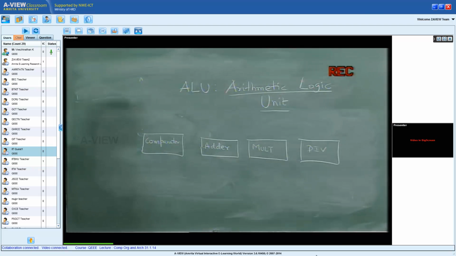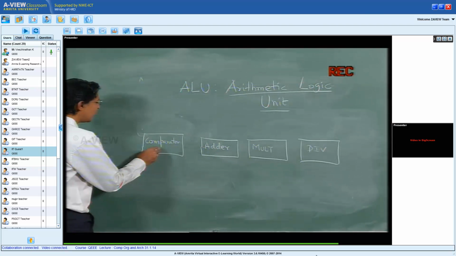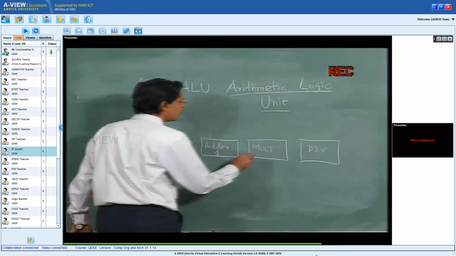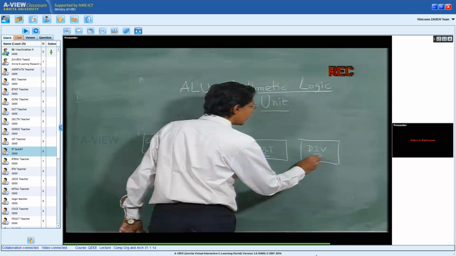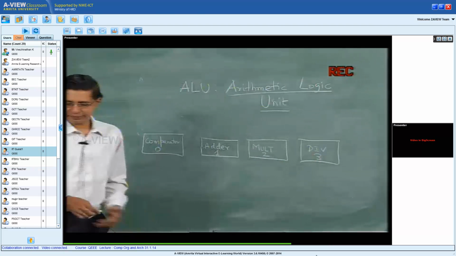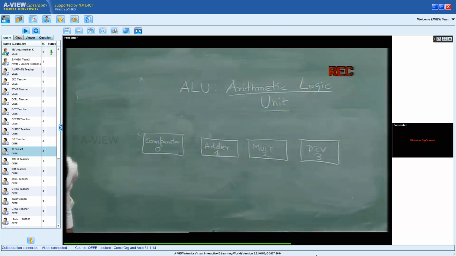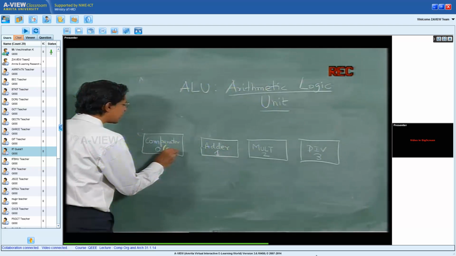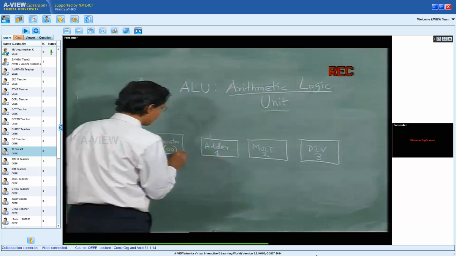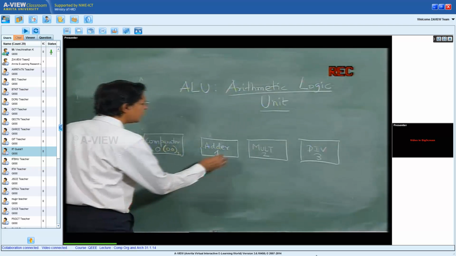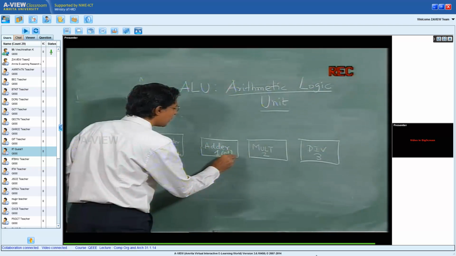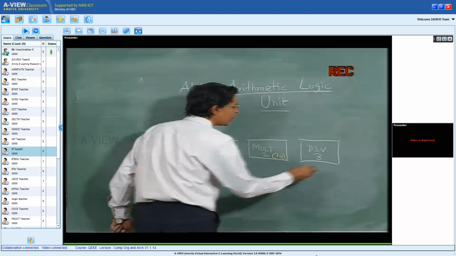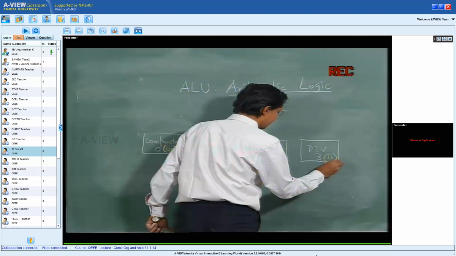Now let us number these units as unit number 0, unit number 1, unit number 2, unit number 3. In binary, this is unit number 00, this is unit number 01, this is unit number 10, this is unit number 11.